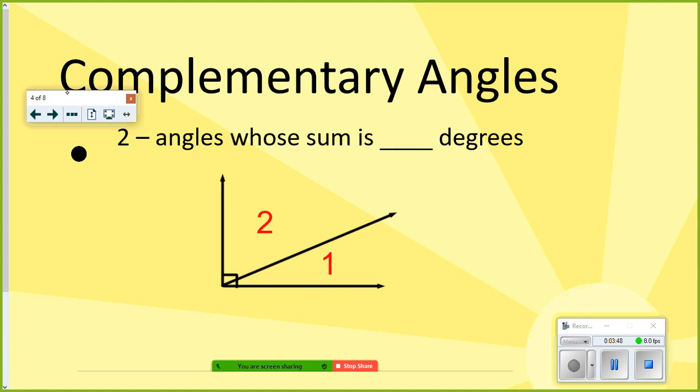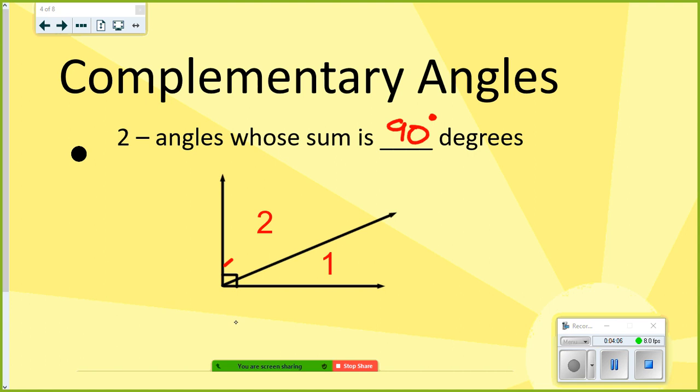All right, the next relationship is what are called complementary angles. Complementary angles are two angles whose sum is 90 degrees. These normally come from taking a right angle, a 90-degree angle, and splitting it into two angles. So angle 1 plus angle 2 equals 90 degrees, because this little box here tells you that this is 90 degrees. If I told you what angle 1 was, then you could figure out what angle 2 is. Makes sense?